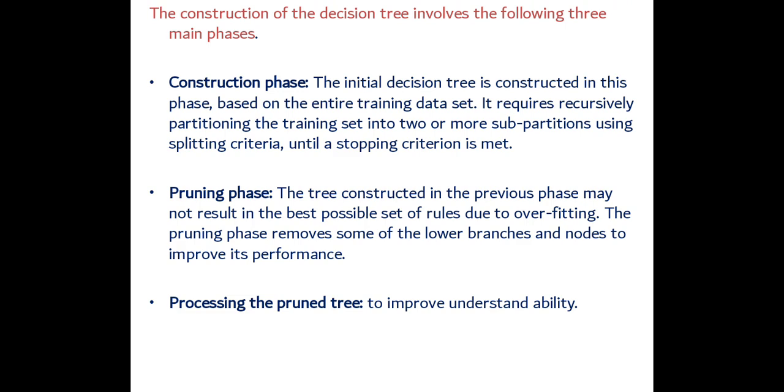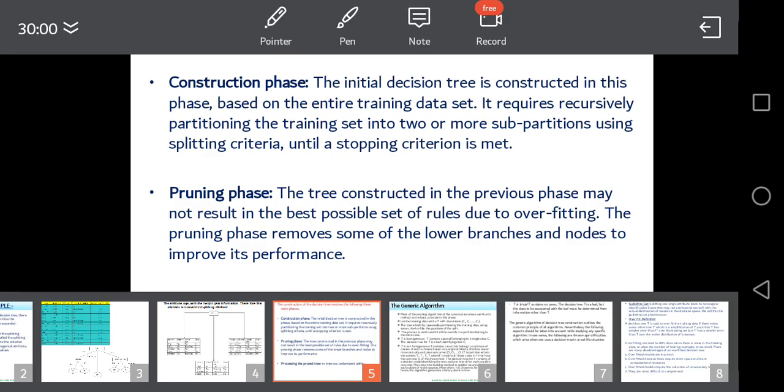Next, we have processing the pruned tree to improve the understandability. Okay, so when we have the number of splittings, to minimize those, we will be using the pruning phase. So these are the three important phases in the decision tree. Okay.